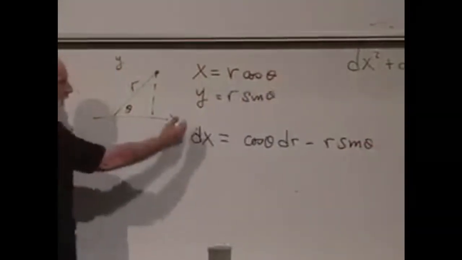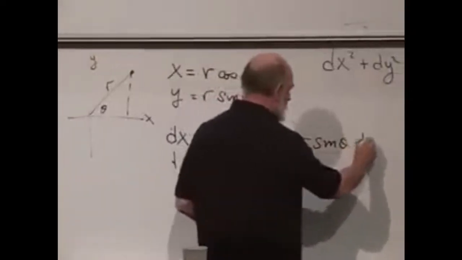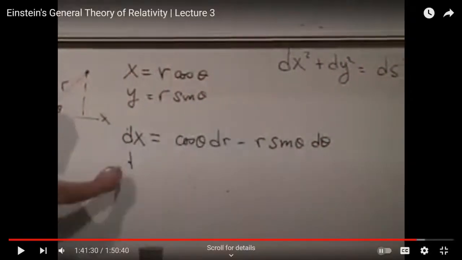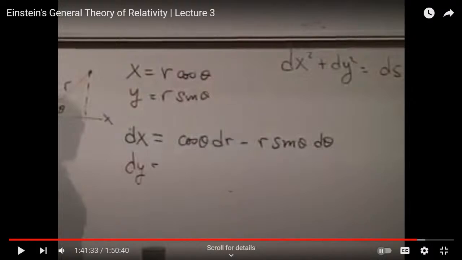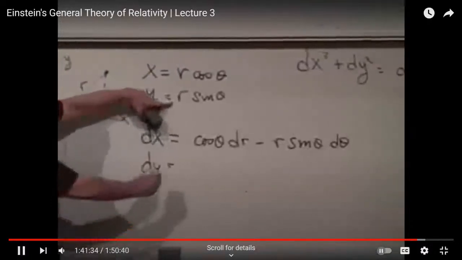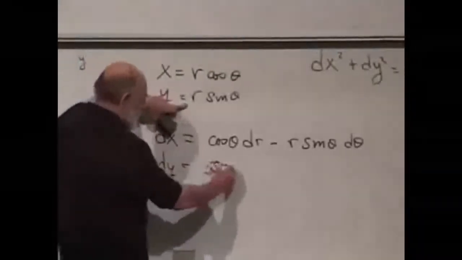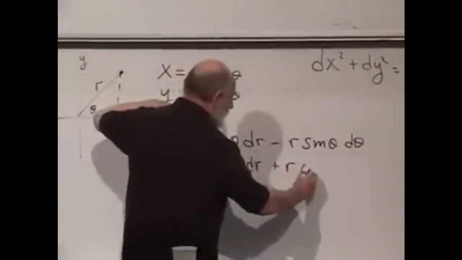Okay, that's the x. And what about the y? It's the opposite. dy is equal to sine theta dr, the same kind of thing, plus r cosine theta d theta. Now it's plus r cosine theta d theta.